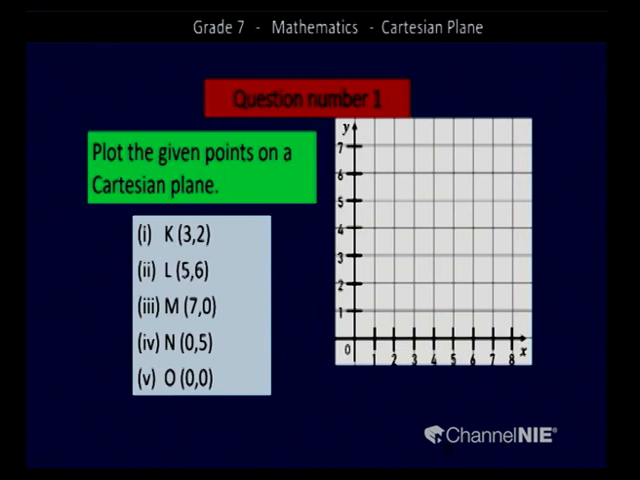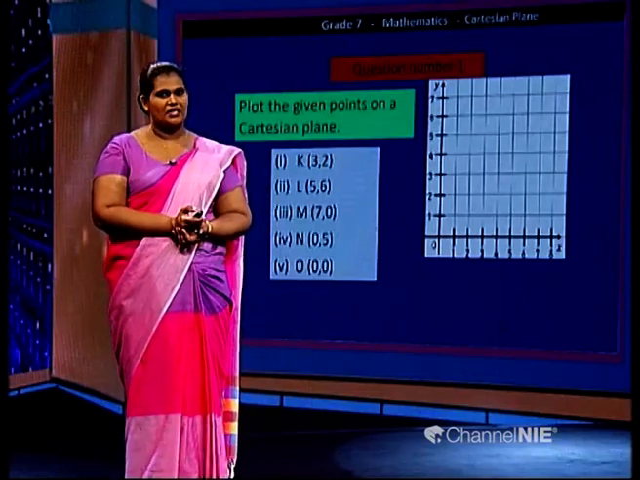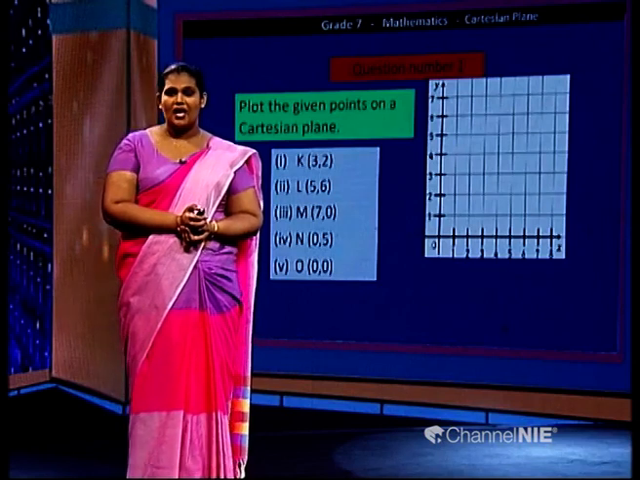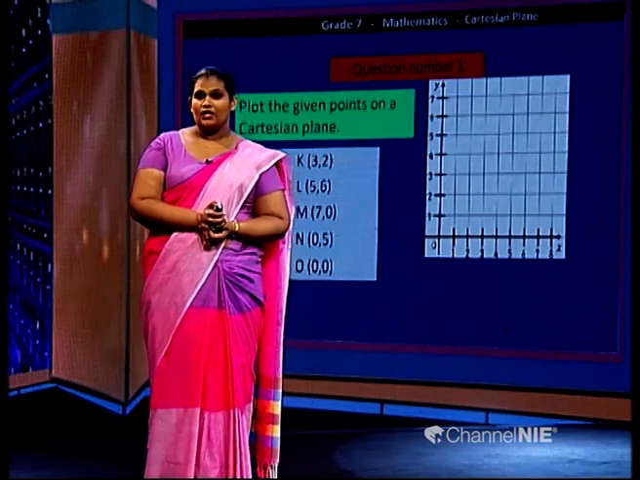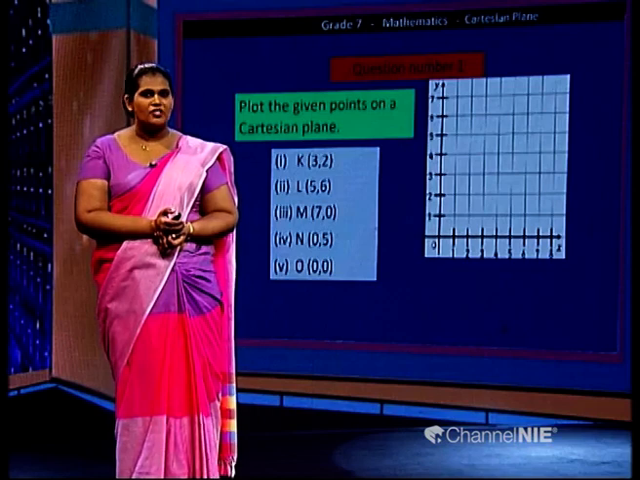Now, it is time to do some questions. So, I am going to start with question number 1. Plot the given points on a Cartesian plane. Here I have given you 5 points. You need to plot these points on a Cartesian plane. Now, quickly copy this Cartesian plane down and try to plot these points on it. Right. You have already drawn the Cartesian plane. So, we will start with the first question.